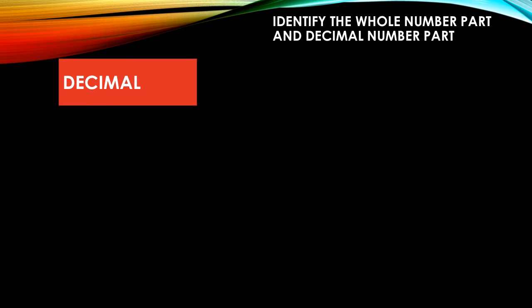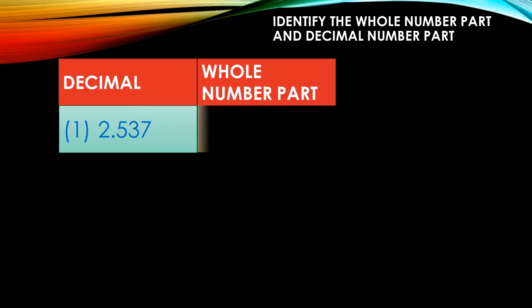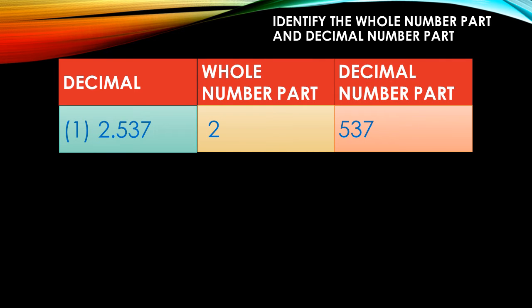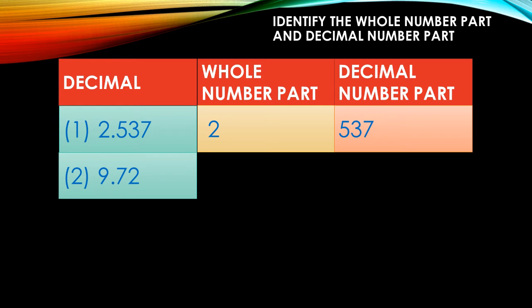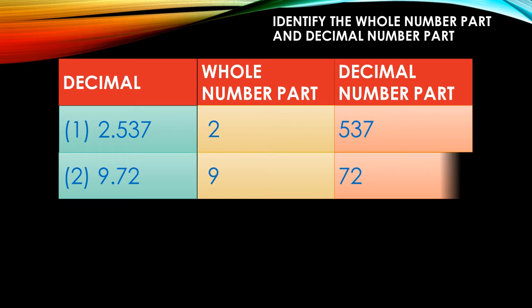Let us solve some examples. Identify the whole number part and decimal number part. Question number 1, 2.537. In this question, the whole number part is 2 and the decimal number part is 537. Question number 2, 9.72. In this question, can you tell me what we have to write in the whole number part? Yes, 9. And in the decimal number part? Yes, the answer is 72.